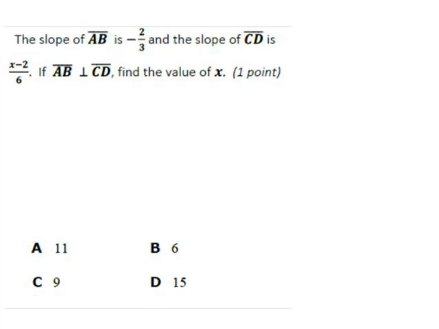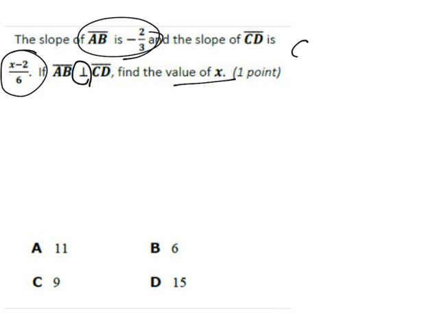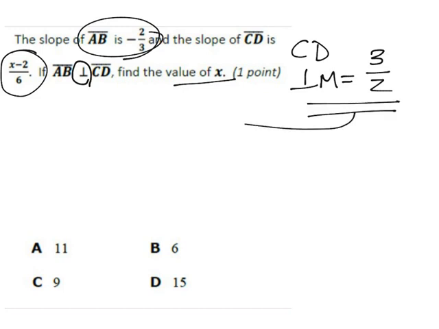Alright, moving on. In this particular situation, the slope of AB is negative 2/3. The slope of CD is this fraction. If AB is perpendicular, find the value of x. So let's establish right now that the slope of CD is a perpendicular slope, so the opposite reciprocal of negative 2/3 will give us a positive 3/2. Basically, if the slope of CD is equal to positive 3/2, and it's also equal to this, well, we just set these two statements equal to each other.